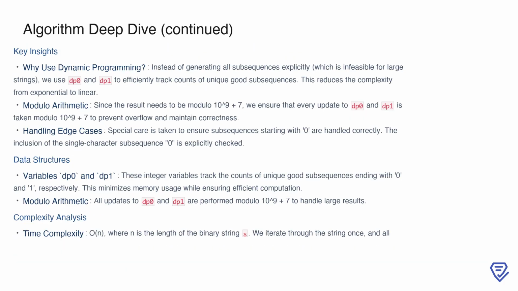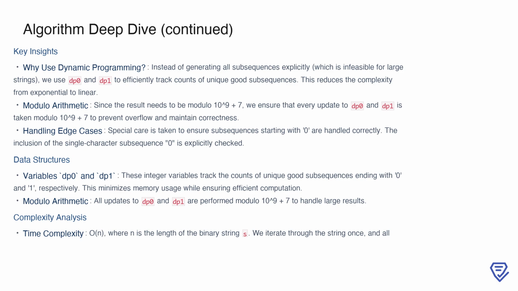Now, why do we use dynamic programming here? Instead of explicitly generating all possible subsequences, which would be computationally expensive for large strings, we use dp0 and dp1 to efficiently track the counts of unique good subsequences. This reduces the problem's complexity from exponential to linear. Modulo arithmetic is incorporated throughout the process to ensure correctness and prevent overflow, as the result needs to be taken modulo 10^9 + 7.